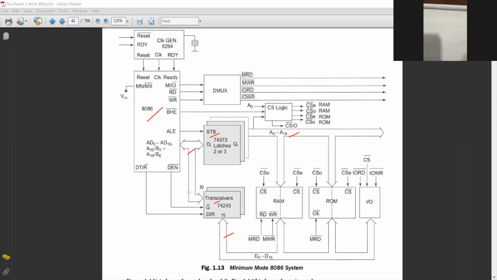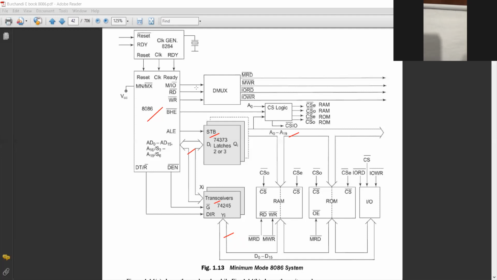It's clear to everyone. So first, the ALE signal activates the latch IC, and whatever I told, AD0 to AD15 and A16 to A19, obviously. All of these divide into two parts. One is the address bus, which is unidirectional, connected to the latch, and the data bus is connected to the transreceiver, which means transmit or receive can be done.